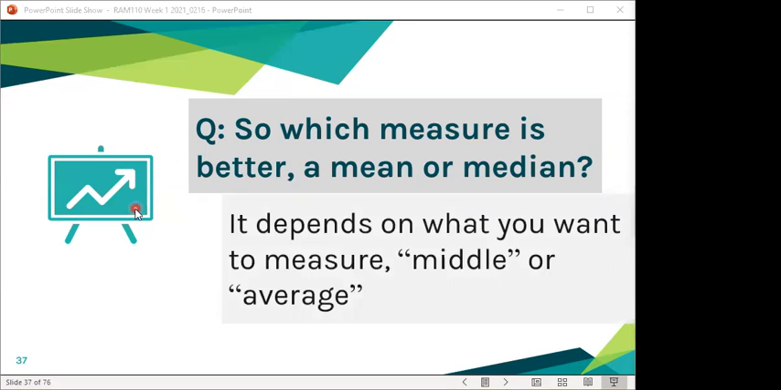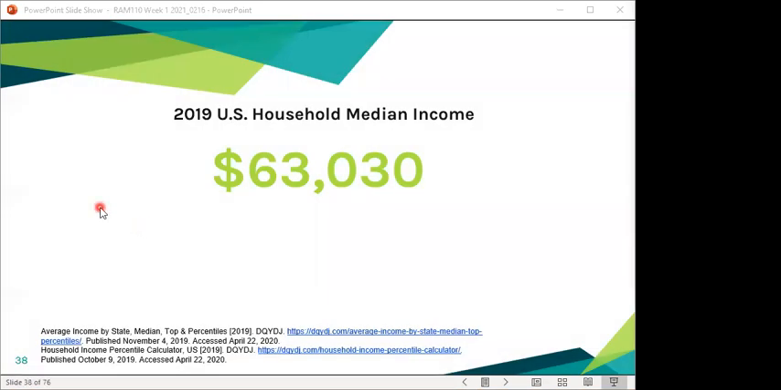My answer is it depends on what you want to measure. If you want the middle, then yes, you would use the median. If you want an average, if you want all the data used in the calculation, you would use an average. And I know some of you are hesitant because you maybe have not been introduced to this term. That's perfectly okay. Nothing wrong with that. So here's an example of using the mean versus the median.